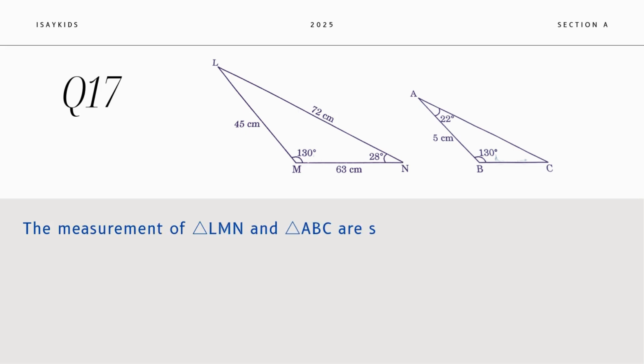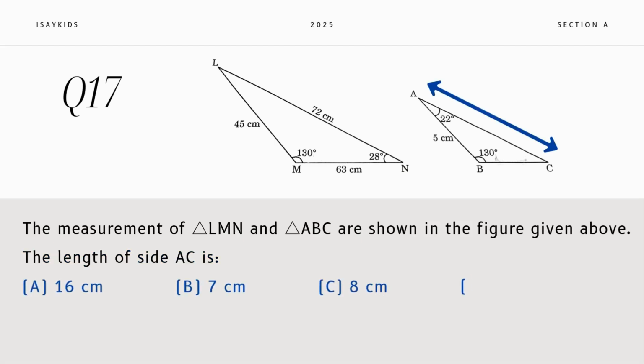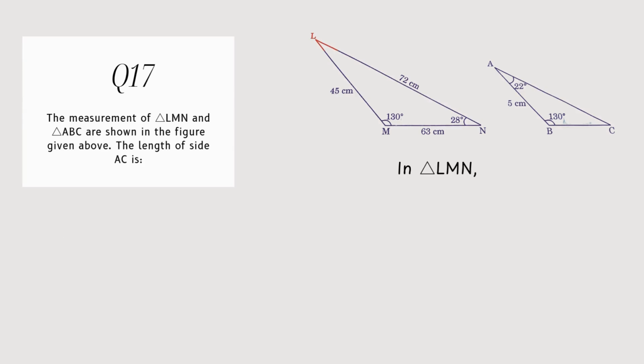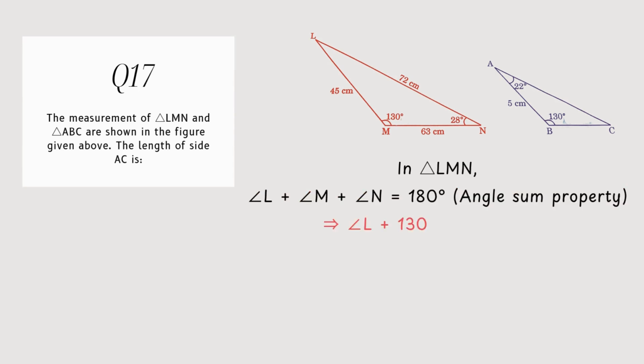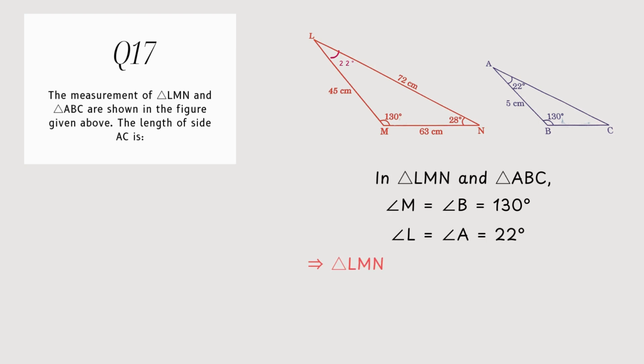The measurements of triangle LMN and triangle ABC are shown here. The length of side AC would be which of the given options? In triangle LMN, sum of all the angles is 180 degrees. That means angle L would be 22 degrees, which means angle L is equal to angle A, angle M is equal to angle B in triangle LMN and triangle ABC. By AA similarity, both the triangles are similar.